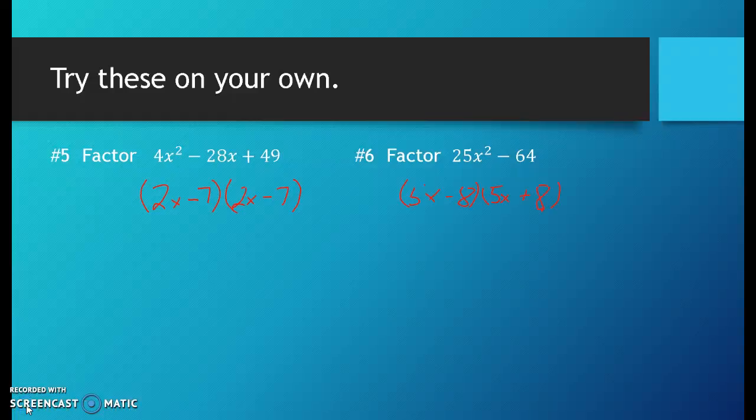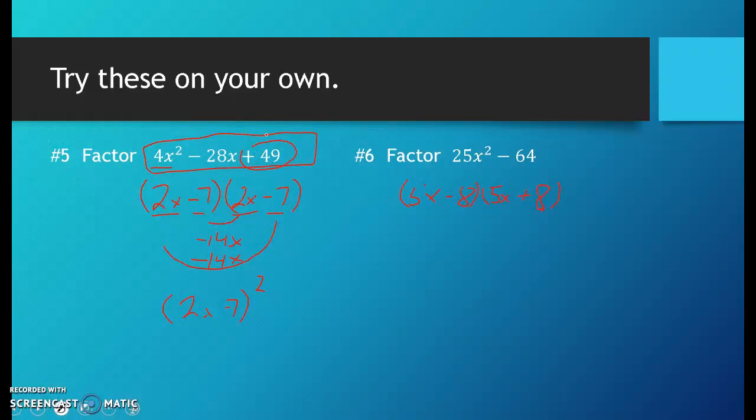And if you were able to do it correctly, the first one, number 5, we know that 2x times 2x gives me 4x squared. A negative 7 times a negative 7 is a positive 49. And then my middle terms, negative 7 times 2x is negative 14x. And my outside terms, 2x times negative 7 is another negative 14x, which adds up to negative 28x. So then I would write this as 2x minus 7 squared. That's a perfect square trinomial.